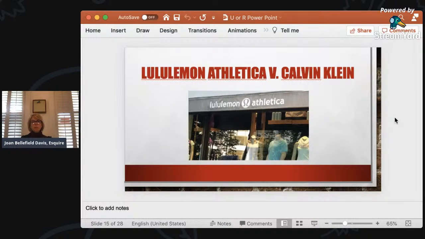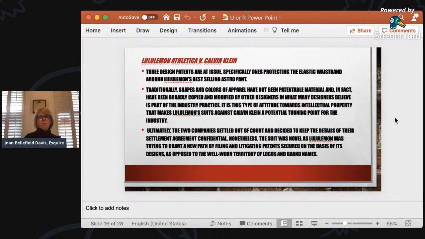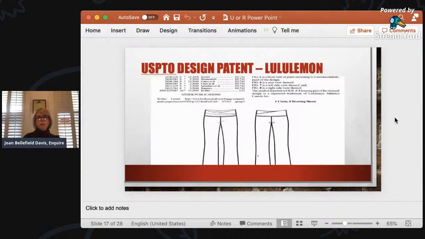There is a case out there that I would encourage you to research. It's Lululemon Athletica versus Calvin Klein. I'm not sure if you're familiar with those brands. Here in the US, Lululemon is an athletic wear chain store. They sell high-end athletic wear, very expensive. And in this particular case, they were able to get a patent on yoga pants.